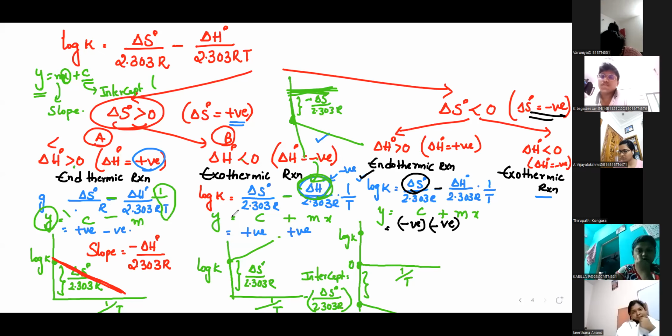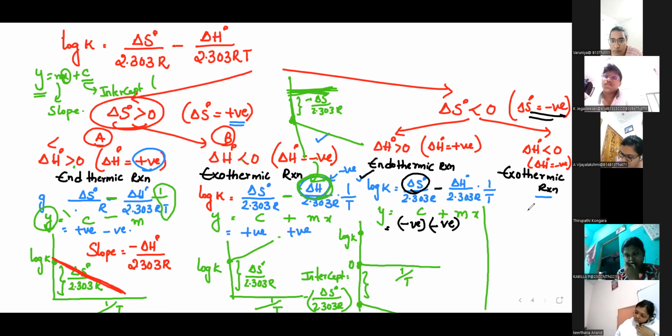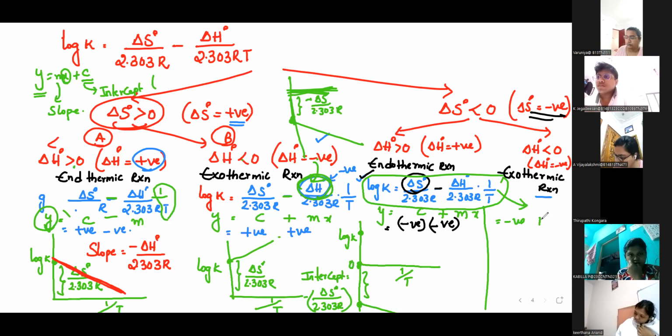Easy, everybody? Any difficulty? No difficulty. Now see this case. Sangeeta, tell me, delta S will be negative, ma'am. Everybody, write the same formula on this side also. So this term will be negative. The next term, delta H is negative, ma'am, so that term will be positive. Super. Now let us see the graph.